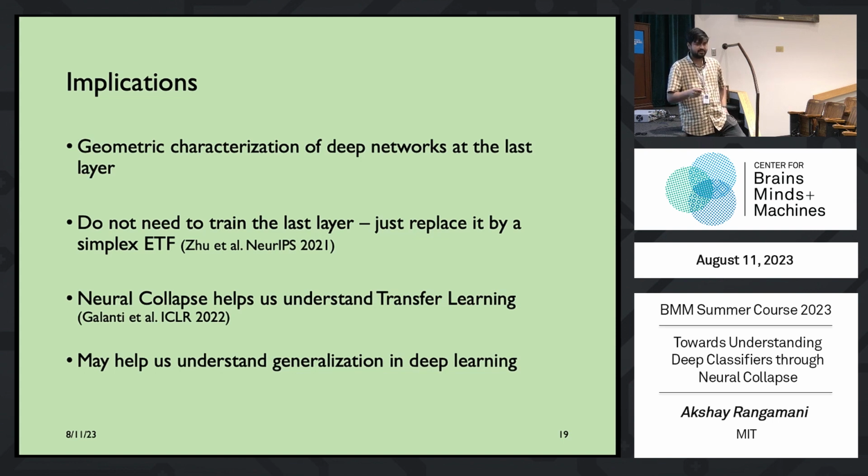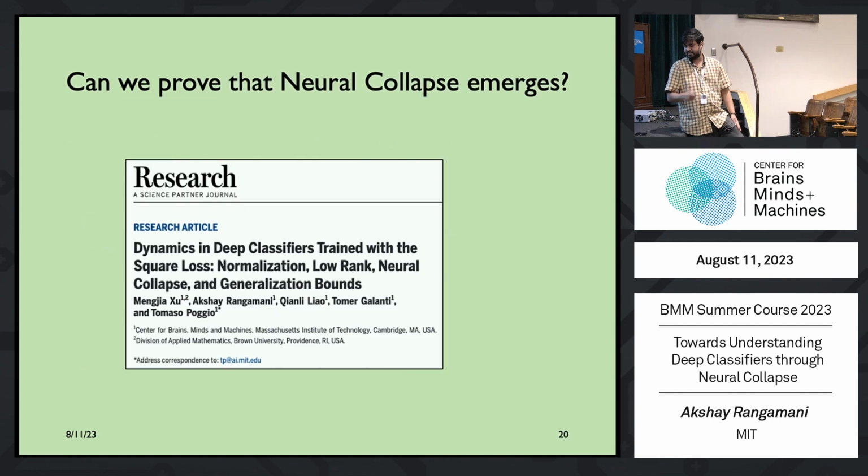In the first part of the talk, I'm going to talk about proving how this emerges. These are results from a paper with Mangjot, Tomer, and Tommy, and we're going to use an extremely simplified model to show that neural collapse indeed emerges.